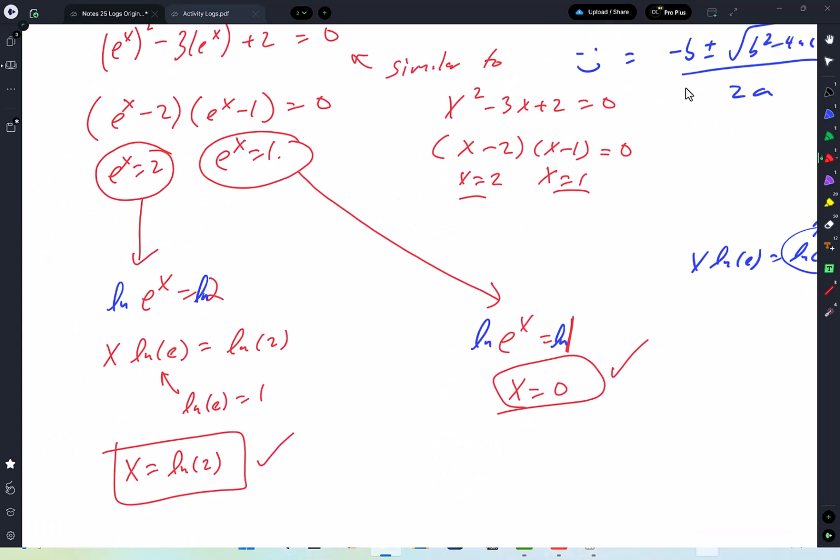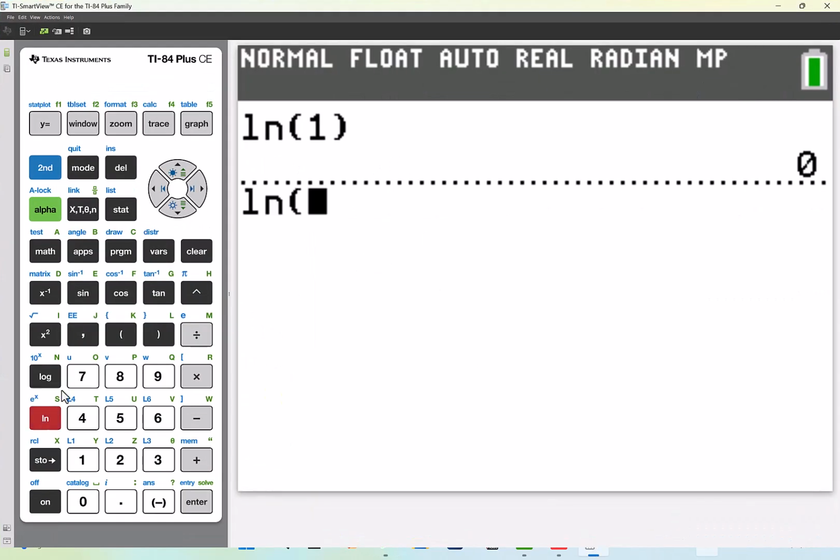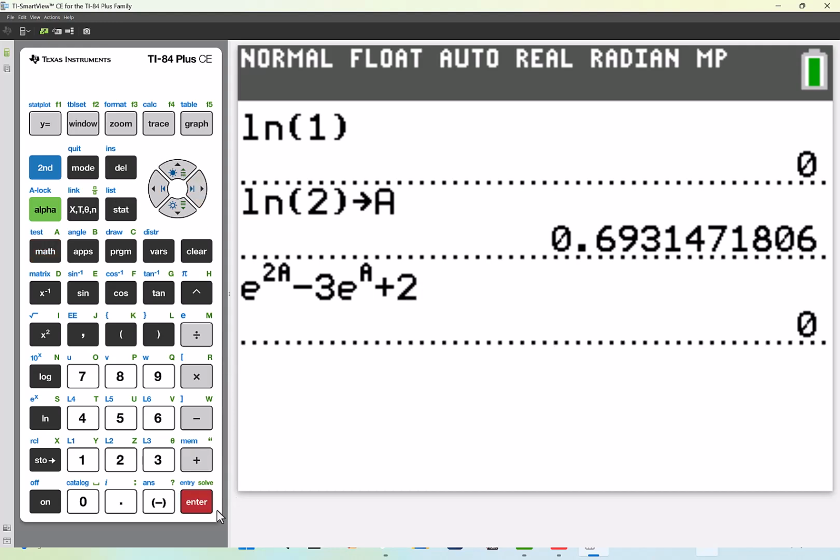Let's find out. If you want it to be clean, how do you make it clean? So instead of typing ln of 2 everywhere, check this out. I'd go ln of 2, and I'm going to store that to a letter. Store alpha A, and now I can just type A, and A is ln of 2. So e to the 2x, so e to the 2A, minus 3 e to the A, plus 2. Check it out. Bam. You get 0 also. And remember, A is ln of 2. So both work. Cool, right?